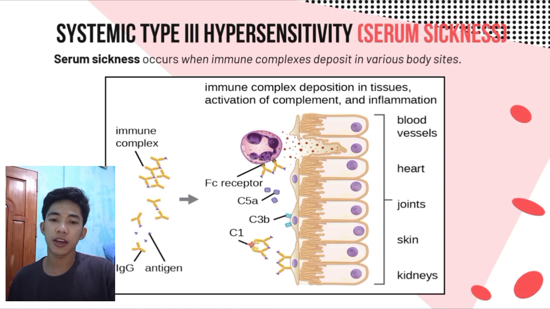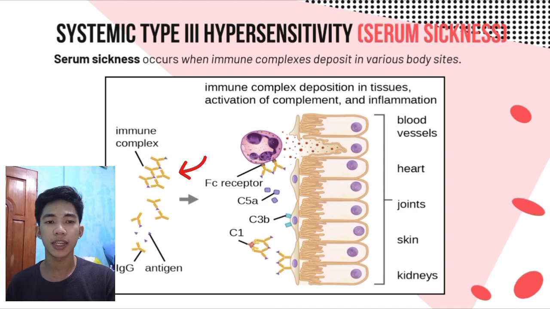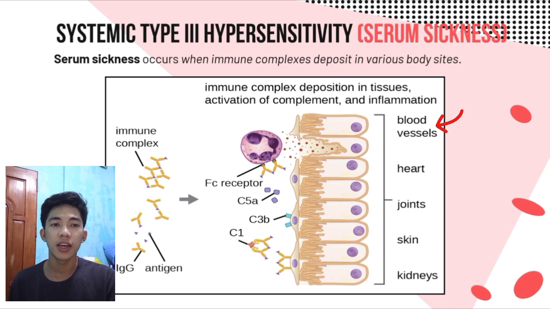An example of type 3 hypersensitivity is serum sickness, which is a systemic type 3 hypersensitivity. And as I mentioned, when we say systemic, it's not constrained to a localized part of our body, but can be found in other parts of our body as well. So as you can see in the picture, this is the immune complex, and as you can observe, there is a relatively high concentration of antibody compared to the concentration of antigens. And these are the organs or body parts that are affected by the accumulation of immune complexes. We have blood vessels, heart, joints, skin, and kidneys.